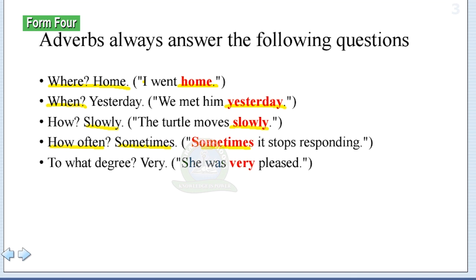So how many adverbs are in here? This is adverb of place, and this is adverb of time, and this is adverb of manner, and this is adverb of frequency, and this is adverb of degree. Because pleased is an adjective, the word very intensifies the word pleased. So, she was very pleased.